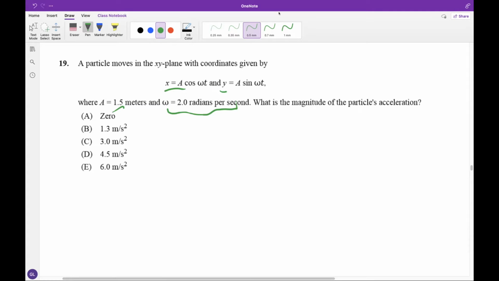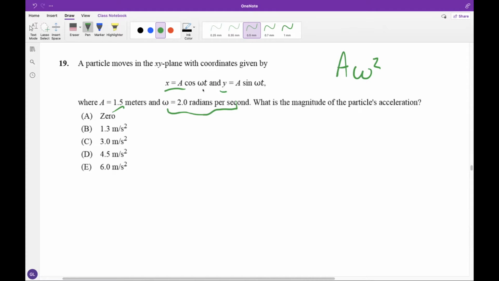So we may be wondering, well, how are we going to answer this question? Well, if we remember, somewhere along the lines, we had an expression something like a omega squared, and maybe that sounds familiar. Let's see how we're going to do that.